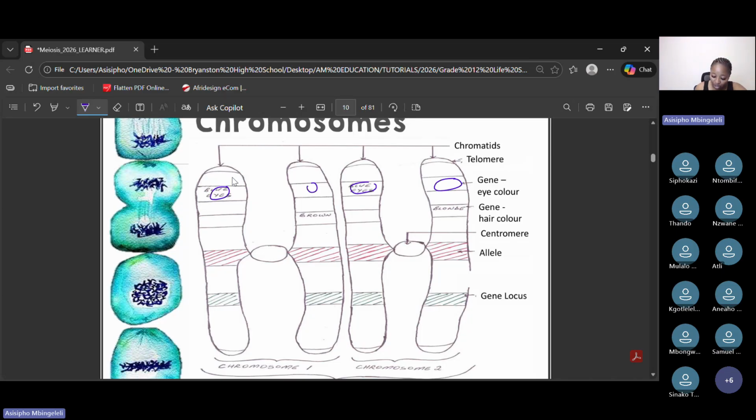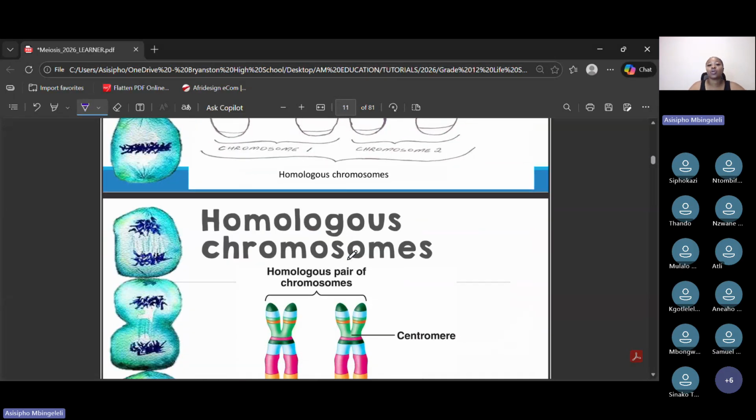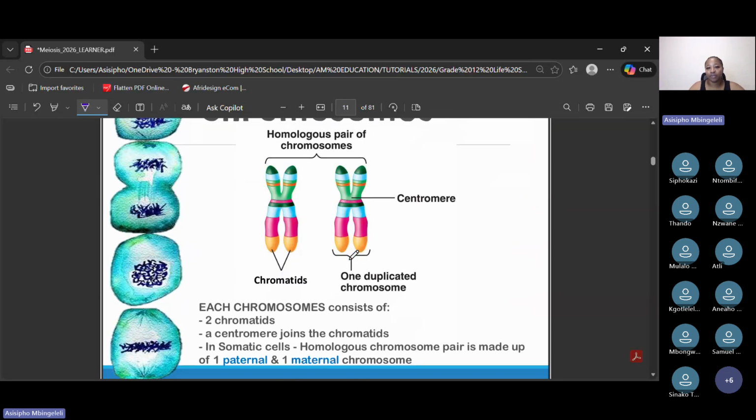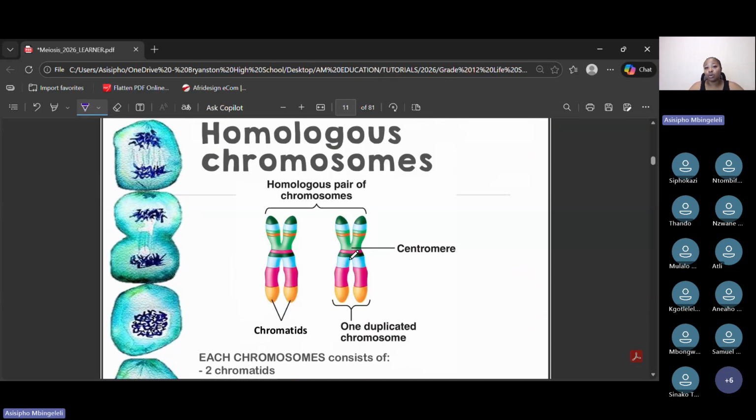Then this particular locus, we are coding for hair color. And then this is your centromere. And then this is another gene locus, meaning a position for another gene. Two chromosomes, one from the mother, one from the father. This is still your homologous chromosome pair.